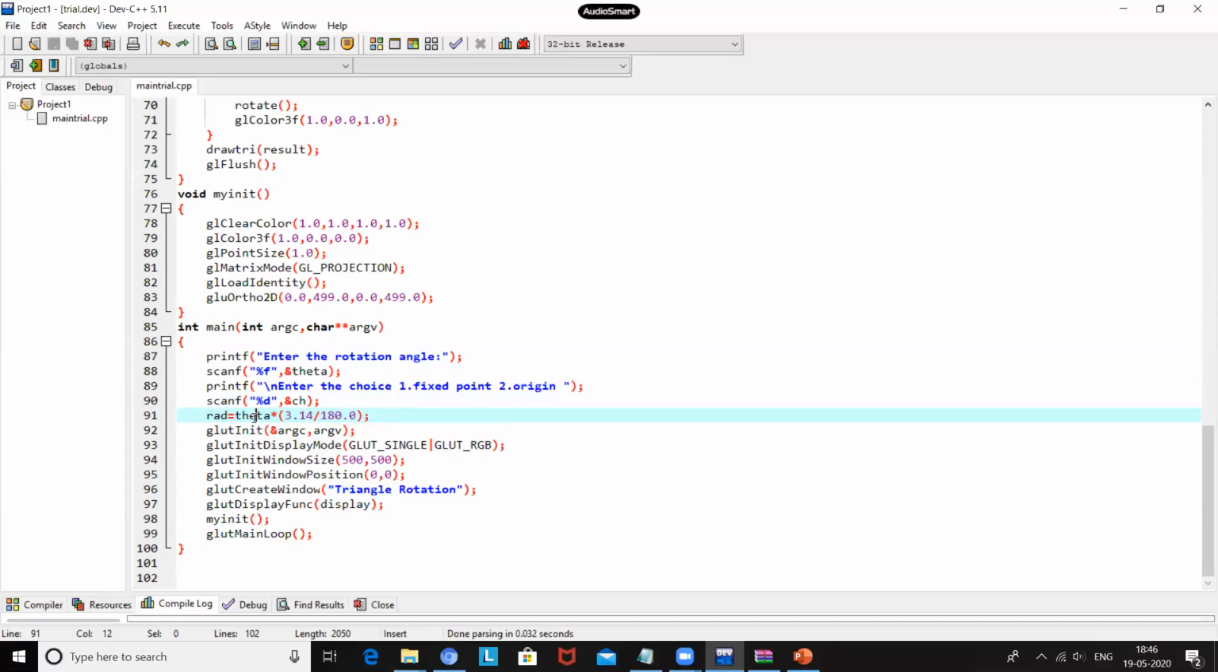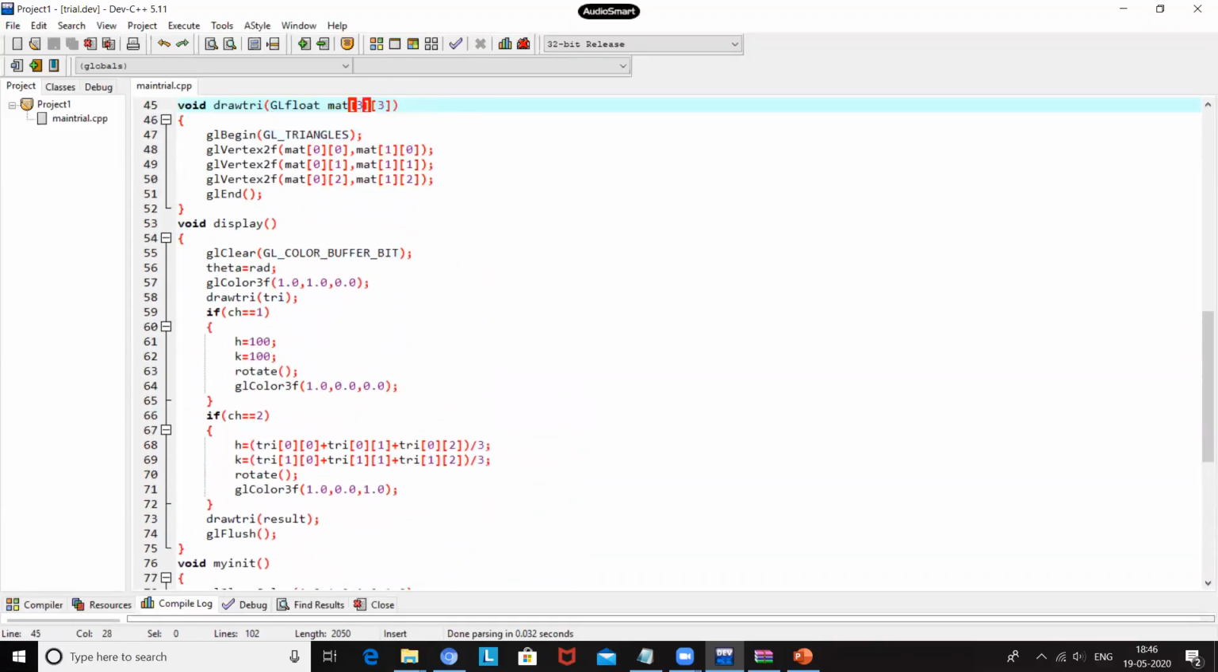Later on, we have some glut initialization functions being called. Next, the important function here is the display function. Let's move to the display function. In the display function, first we are drawing the triangle at the original position, whatever the user has specified, using two colors.